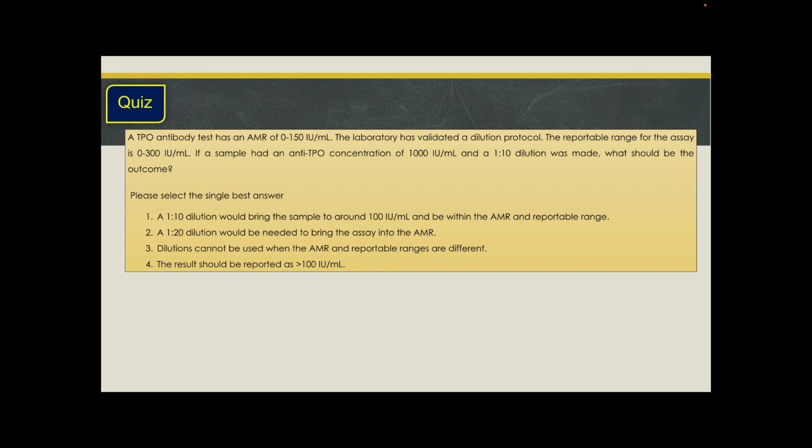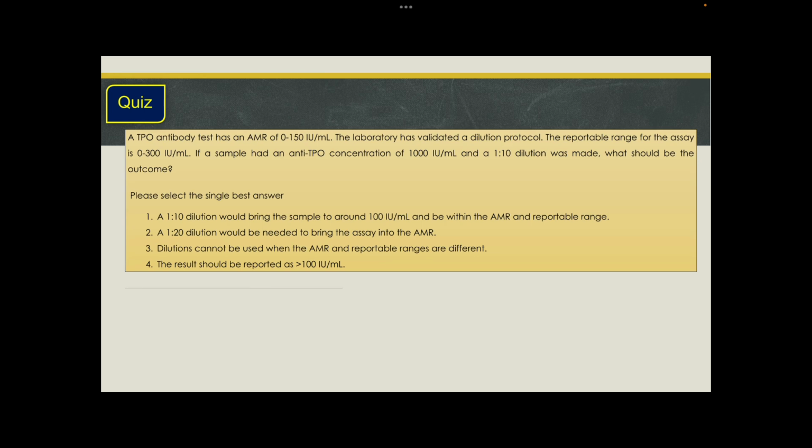1. A 1:10 dilution would bring the sample to around 100 IU/ml and be within the AMR and reportable range. 2. A 1:20 dilution would be needed to bring the assay into the AMR. 3. Dilutions cannot be used when the AMR and reportable ranges are different. 4. The result should be reported as greater than 100 IU/ml.